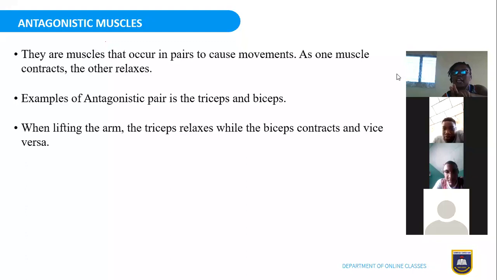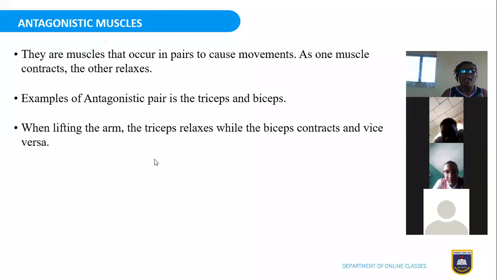Are you okay? Now, when you want to move, or for movements to occur, one of the muscles must relax, the other one must what? Contract. One of the muscles must relax, the other one must contract, okay? So relaxation and contraction of muscles bring about what? Movement. So I said that there are muscles that occur in pairs to cause movement. As one muscle contracts, the other one relaxes, okay?